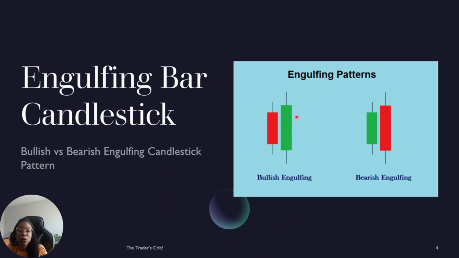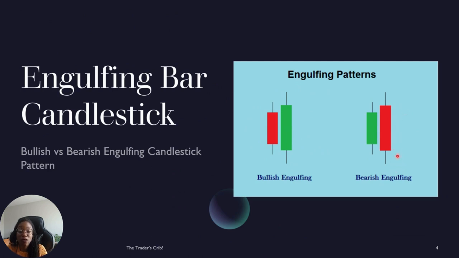The first candlestick pattern we're going to go over is the engulfing bar candlestick. There is a bullish and a bearish version of each of these candlestick patterns. And the engulfing pattern is basically one candle engulfing the other candle. So as you see here in the bullish example, we have a smaller red candle that was engulfed by a larger green candle, signaling a potential bullish move that will be next.